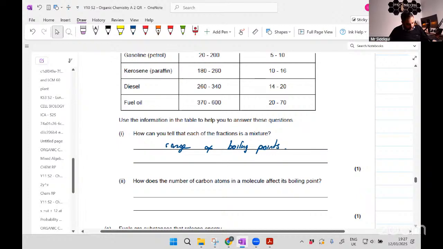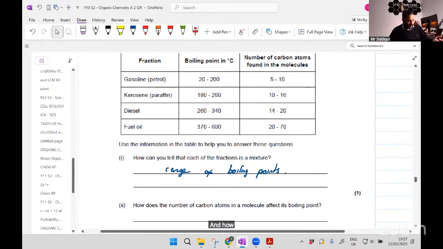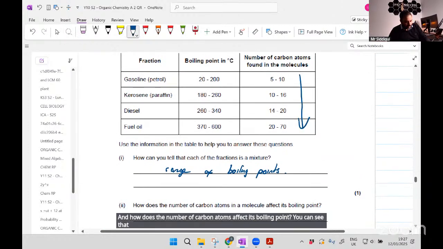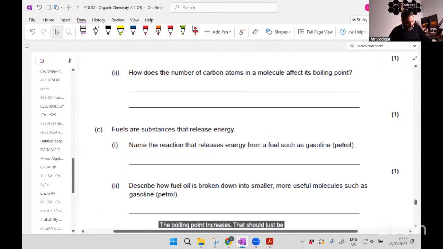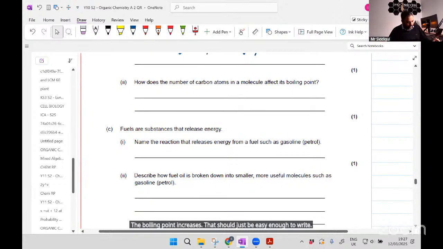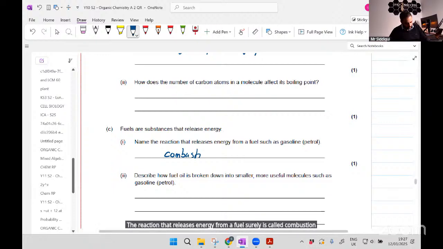And how does the number of carbon atoms affect its boiling point? You can see that as the number of carbon atoms increases, the boiling point increases. That should just be easy enough to write. The reaction that releases energy from a fuel surely is called combustion. Are you sure that is correct? Yeah, you can say burning apparently.